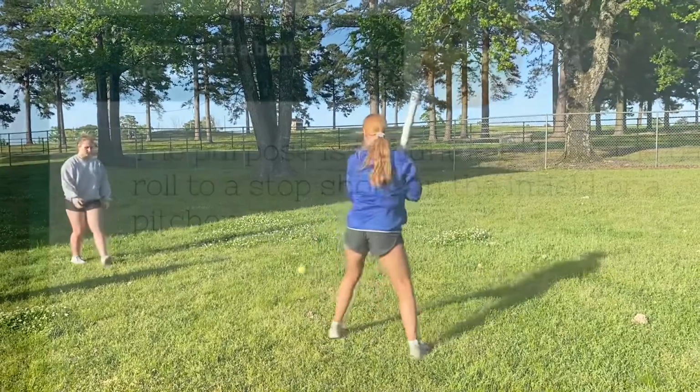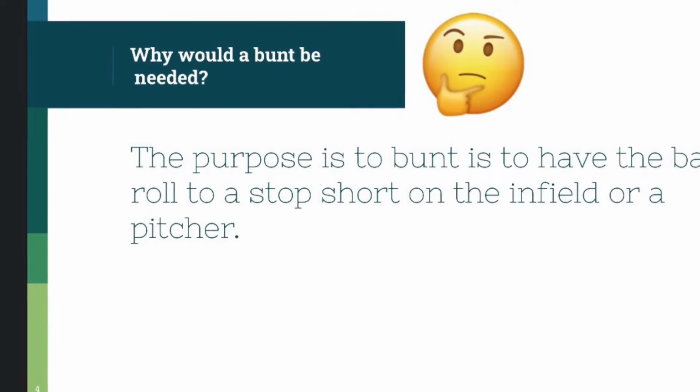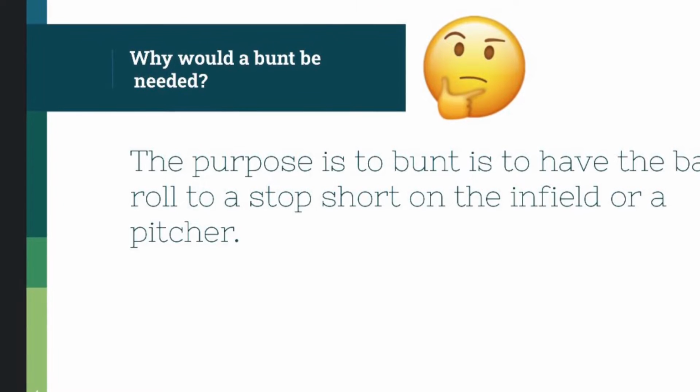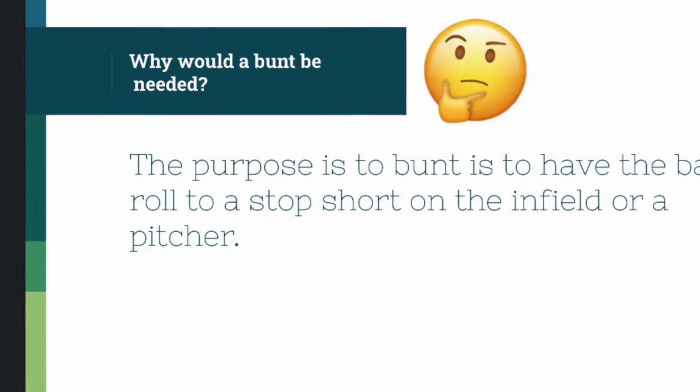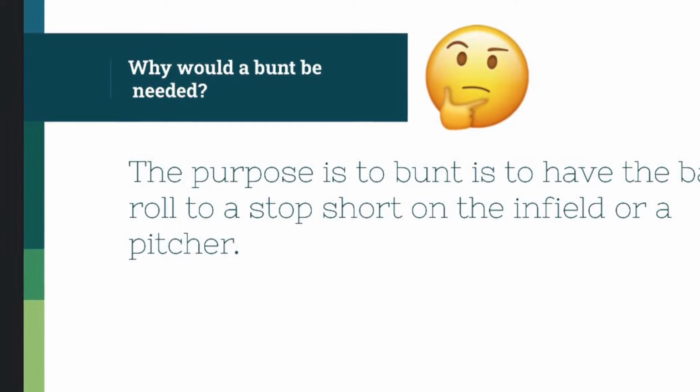And the whole point of the bunt is to have the ball roll to a stop short of an infielder or a pitcher. So with the bat not having any motion to it, the bunt will have very little force generated by the softball since the bat is not in motion.